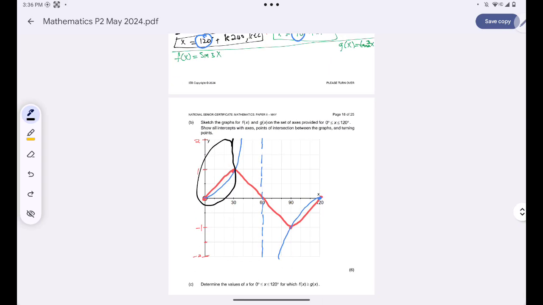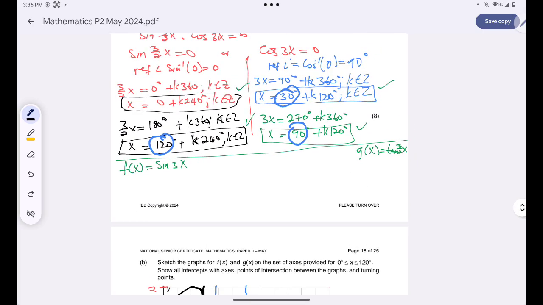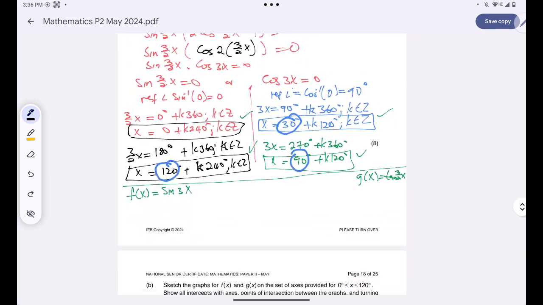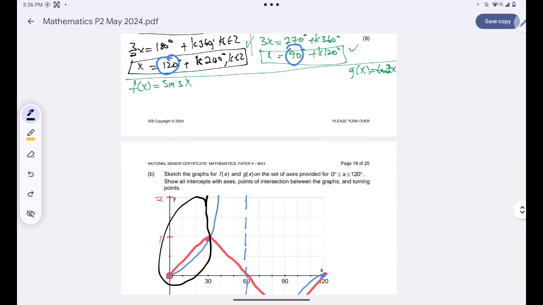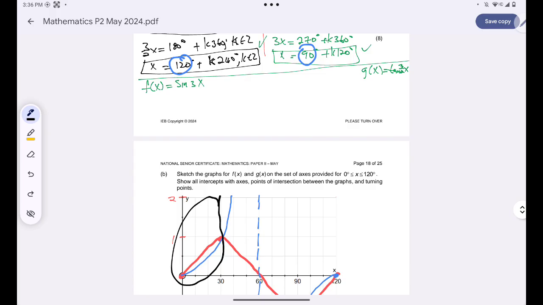That's how you would have tackled this question, from general solution to drawing the graph and interpreting the graph. I really hope, guys, that you are okay with this. It doesn't give you problems.